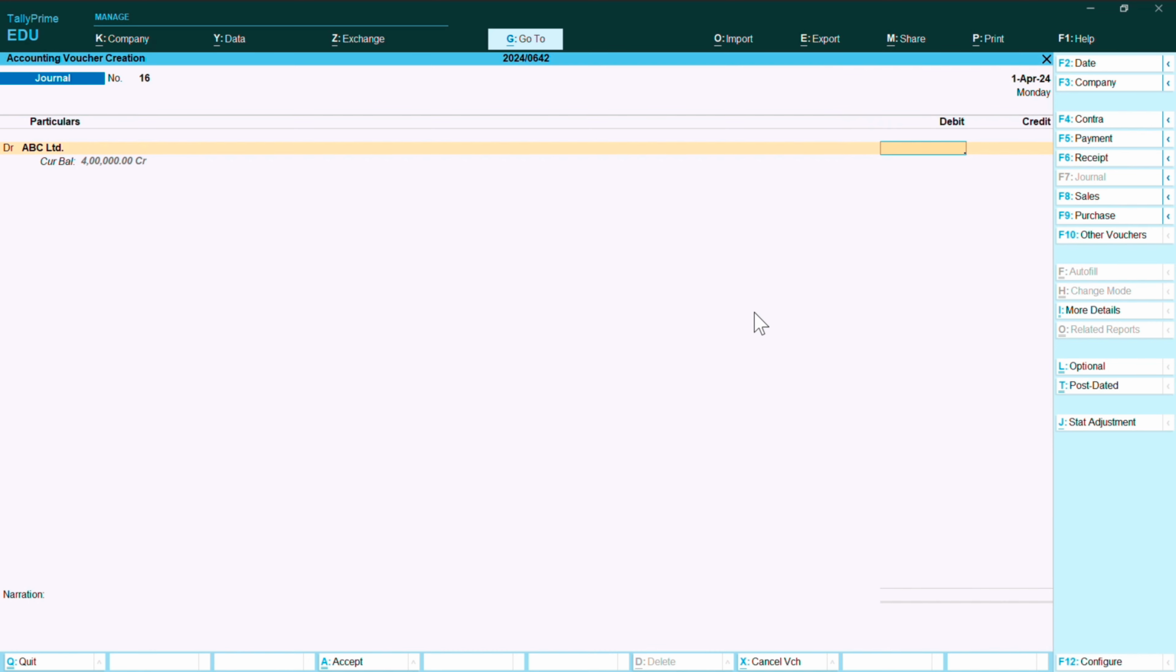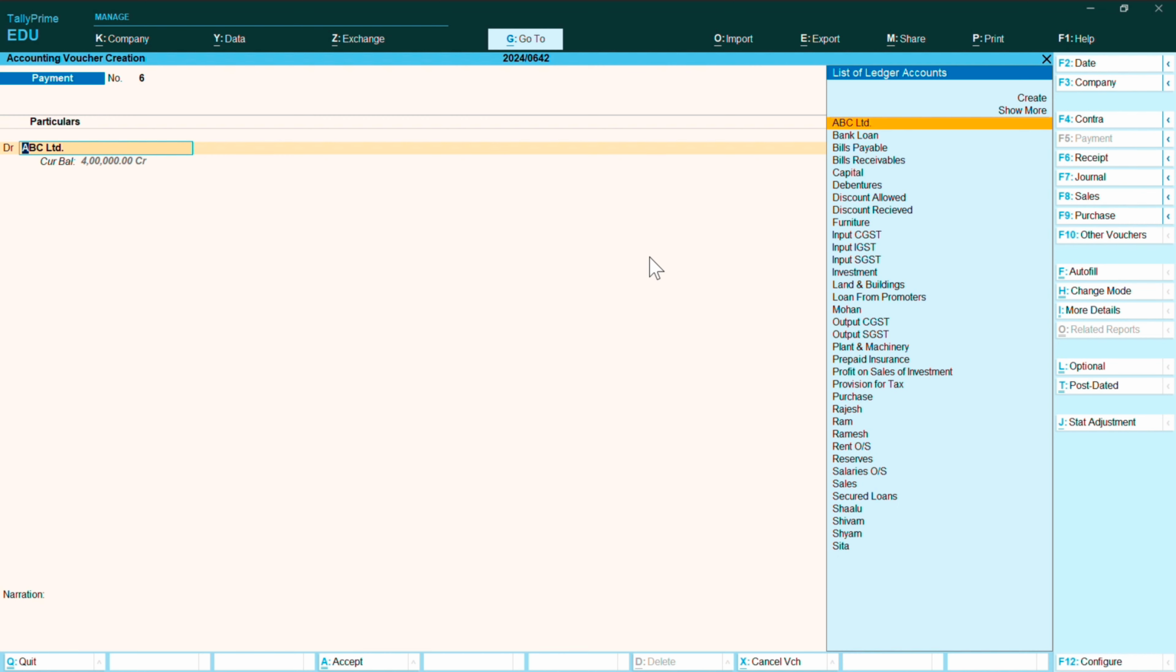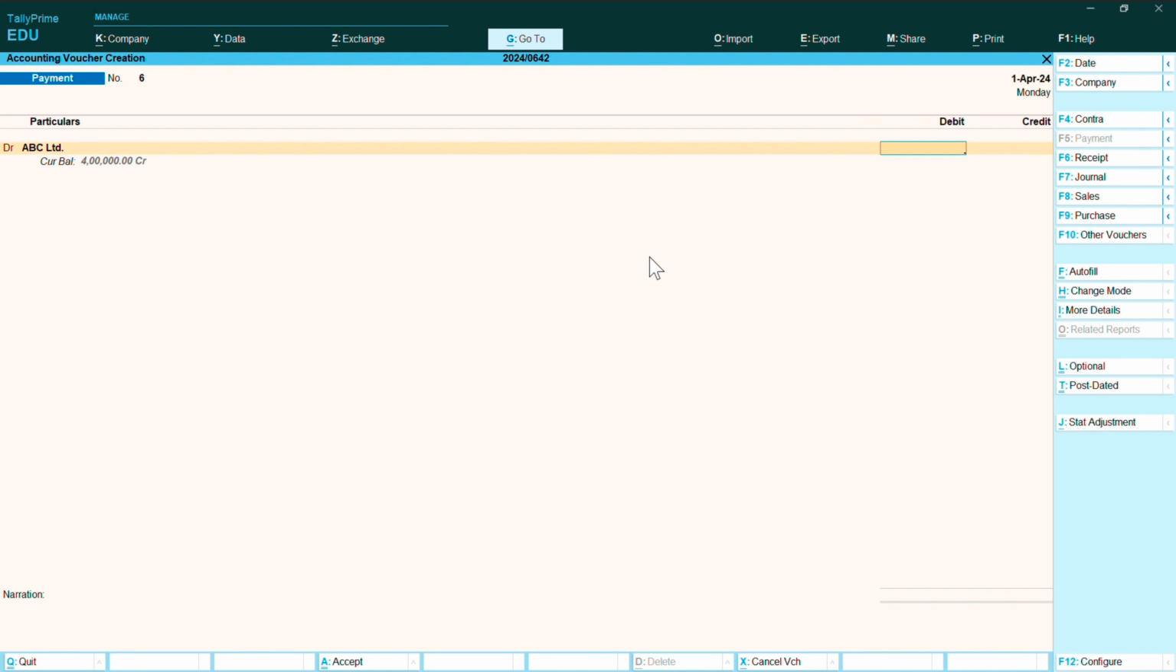And now we are making payment. When we issue debentures, there is no involvement of cash. That's why we need to record this entry in the general voucher. And for the payment of 6 lakh rupees, there is involvement of cash. So that's why we need to record this entry in the payment voucher.